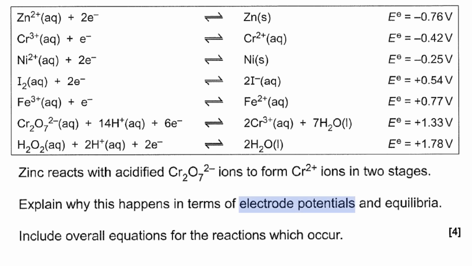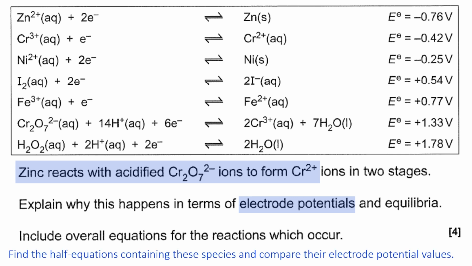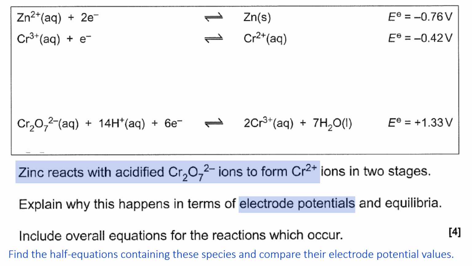So let's start with the electrode potentials. It tells you that zinc reacts with acidified Cr2O7 2- to form Cr2+ in two stages. So you've got to find the half equations containing these species and compare their electrode potential values. So I'm going to get rid of the ones that are not relevant and stick to the ones that are. So now you can visualize what it is you're dealing with. So let's do it a stage at a time.